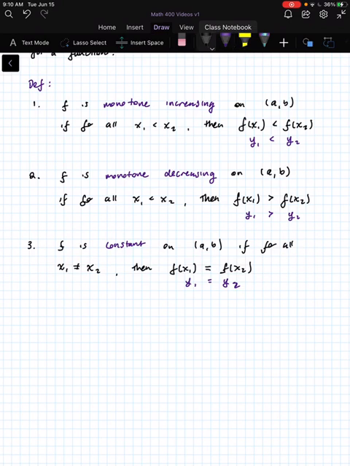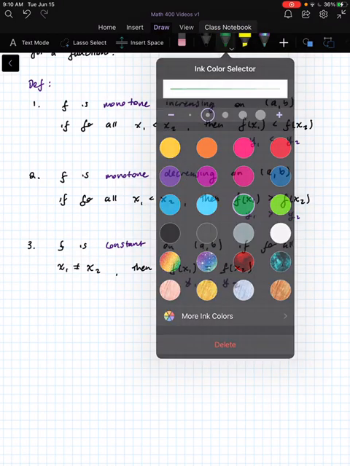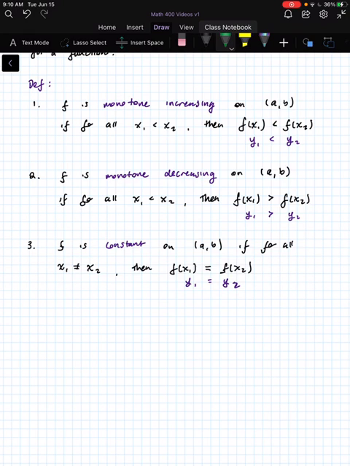And again, this is over a specific interval, so your function may be increasing or decreasing on different intervals, but it is a property that holds on an entire interval, not at a single point. So let's see some examples.